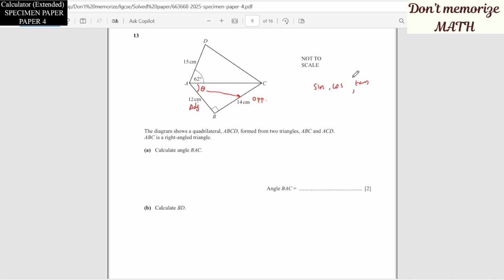It will be tan. Okay, so you can just take tan theta, or tan angle BAC, equal to the opposite side over the adjacent side. The opposite side here is 14 over the adjacent side, 12. So theta, tan we will move to the right side, so it becomes tan inverse of 14 over 12. Okay, so take your calculator, press shift and tan, you will get tan inverse. Then I'm using the fraction button, 14 over 12. Close the bracket.